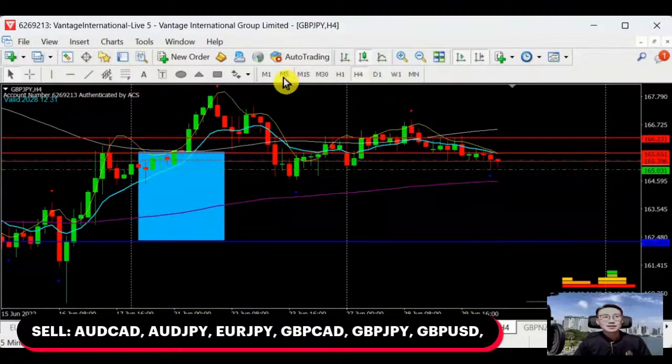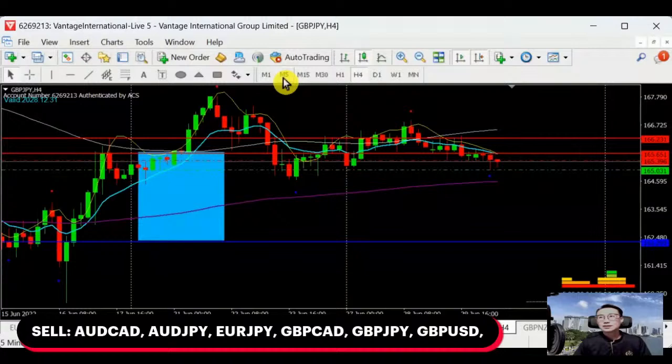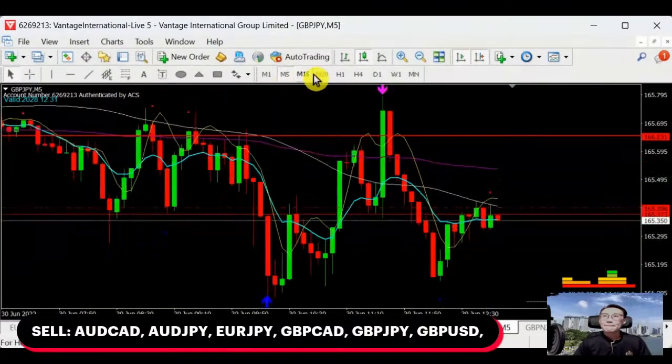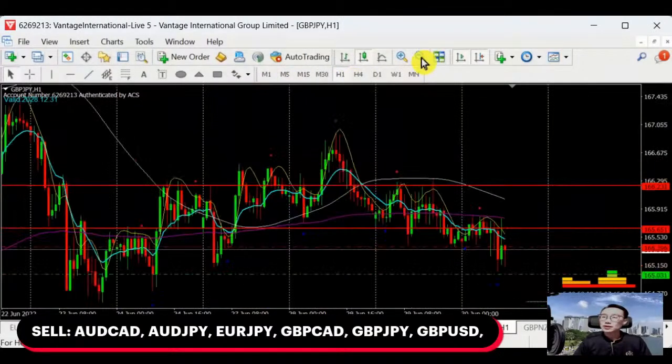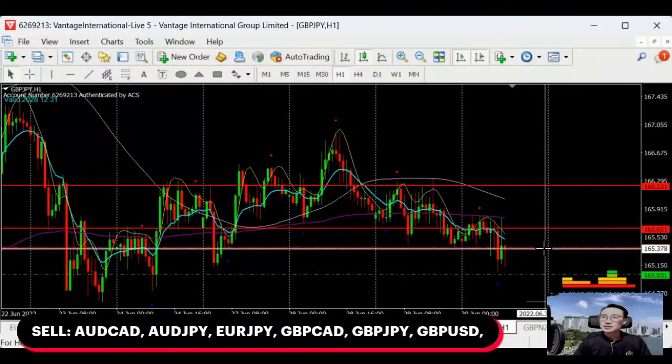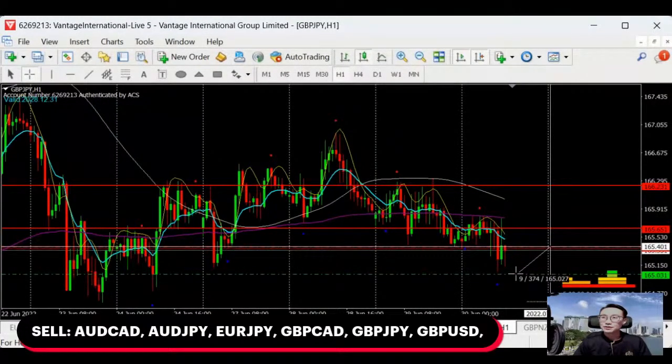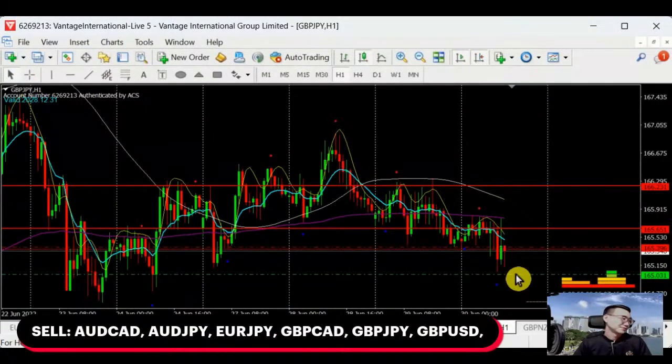I would say selling is still possible. As a whole, looking at this from the resistance over here to totally retest again over at this point here, about 37 pips. Okay, so 37 pips, kind of good.